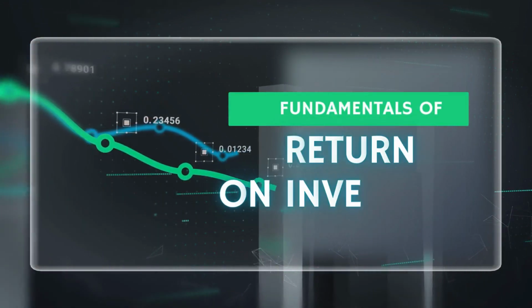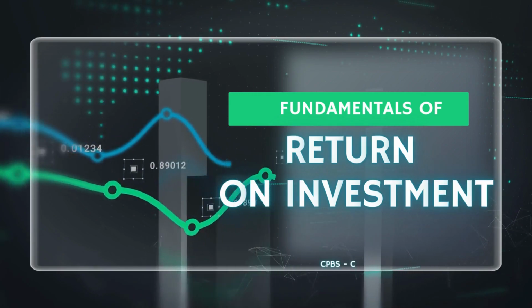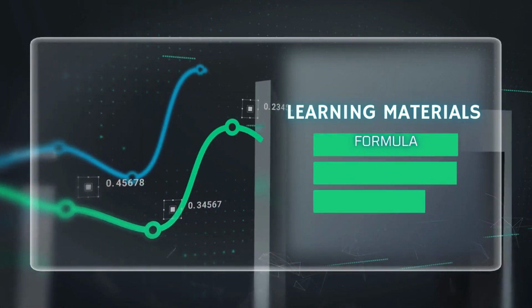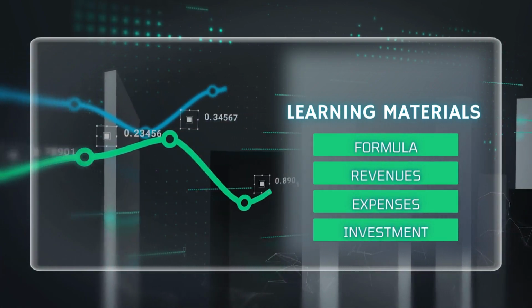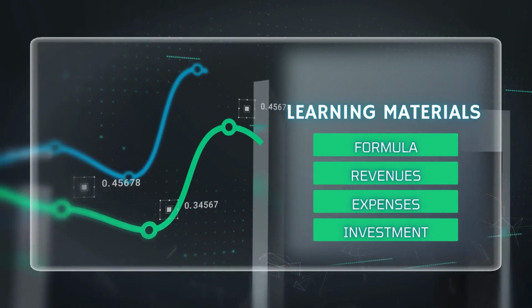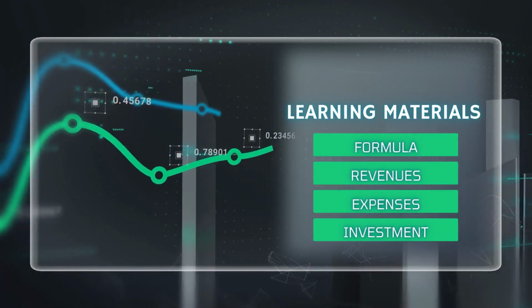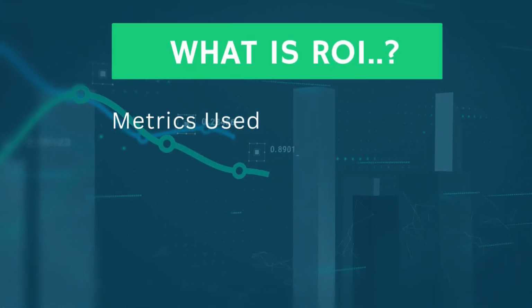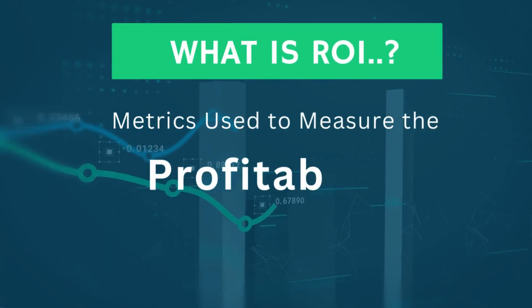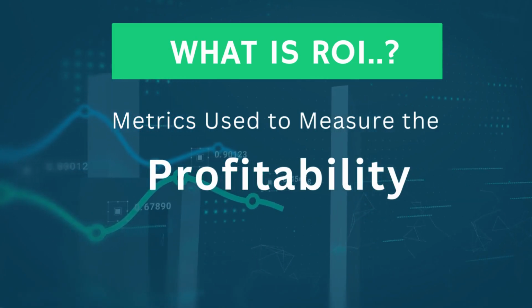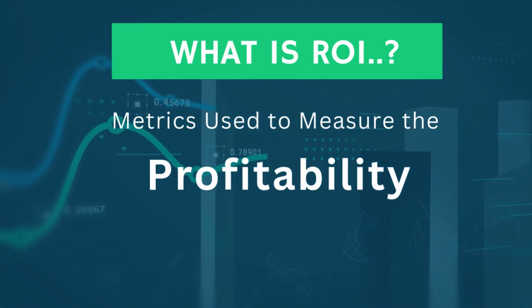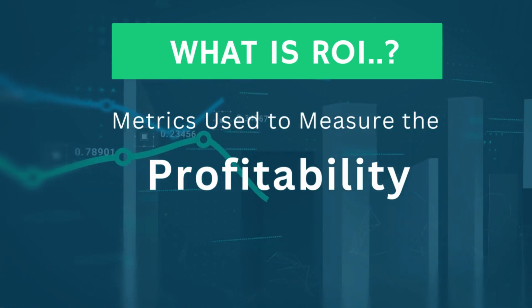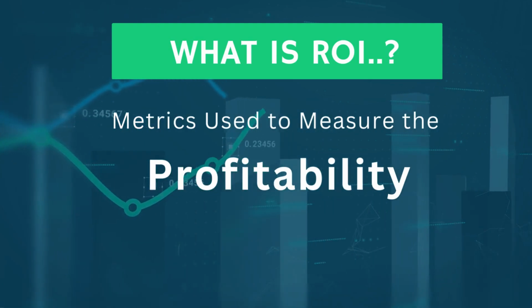In today's video, we'll talk about ROI. We'll see what it is, how we can calculate it, what the formula behind it is, and the major components of ROI. So, what exactly is ROI? Return on investment. In simple words, we use this to calculate the profitability of any business. We use this to know if any business is making money or not.